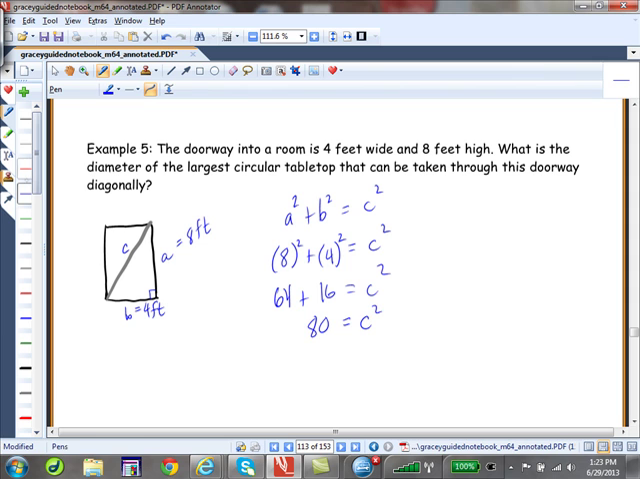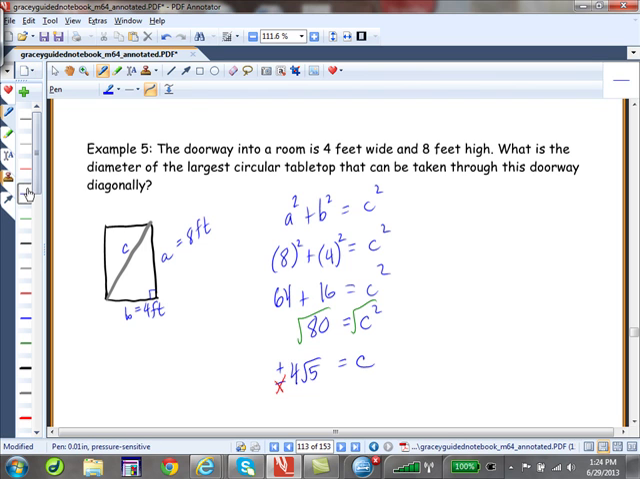Now we can use our square root property. 80 is 16 times 5, so we can pull out a 4. So we'll get plus or minus 4 root 5 is equal to C. But this is length, right? So we throw out the negative result because it doesn't make sense for a length to be negative.